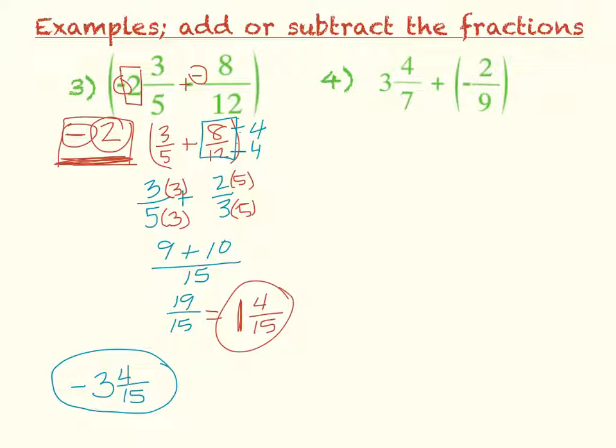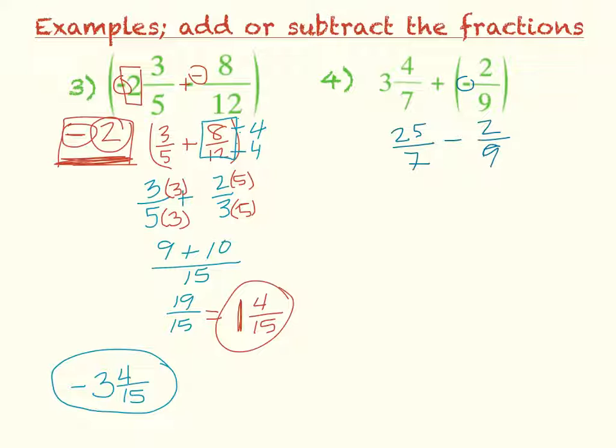Number 4. 3 and 4/7 minus or plus negative 2/9. So what I'm going to start with here is a subtraction problem. All I have to do is subtract off the 2/9. So I'm going to take and change this into an improper fraction because I feel like it would be easier there. So 3 times 7 is 21. 21 plus 4 is 25. So I have 25 over 7 minus 2 over 9.